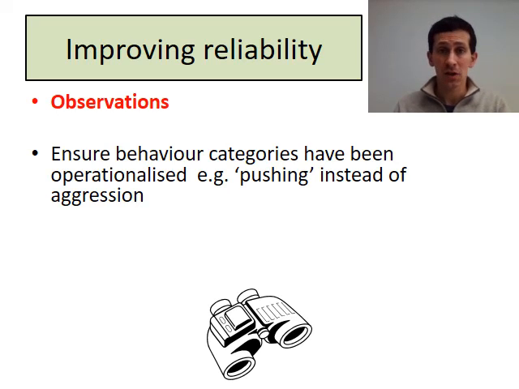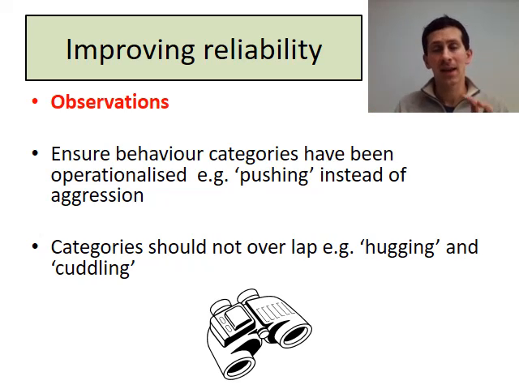Observations. So when we're doing an observation, if we want to try and improve the reliability in it, you need to ensure that the behaviour categories have been operationalised. So if we're observing playground aggression, you don't just write aggression as one of the categories. You've got to operationalise it. So you might have punching, kicking, swearing, all different forms of aggression get operationalised on the checklist. And again, the categories should never overlap. You shouldn't have hugging and cuddling because they're two very similar things. One researcher might put hugging, one might put cuddling. So you want to have very, very clear and specific behaviour categories on your observation checklist.